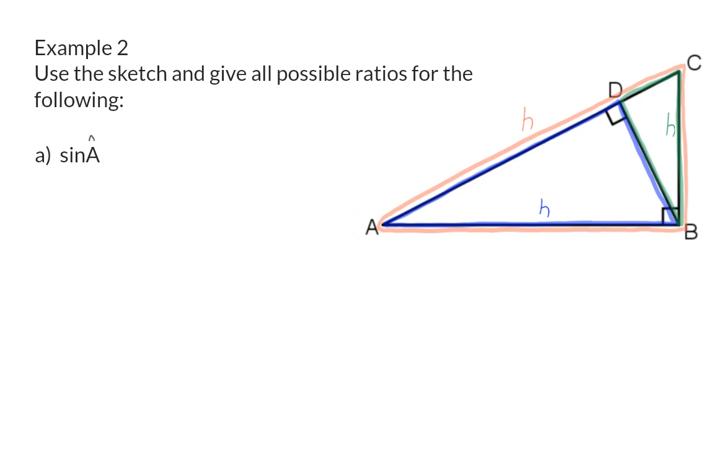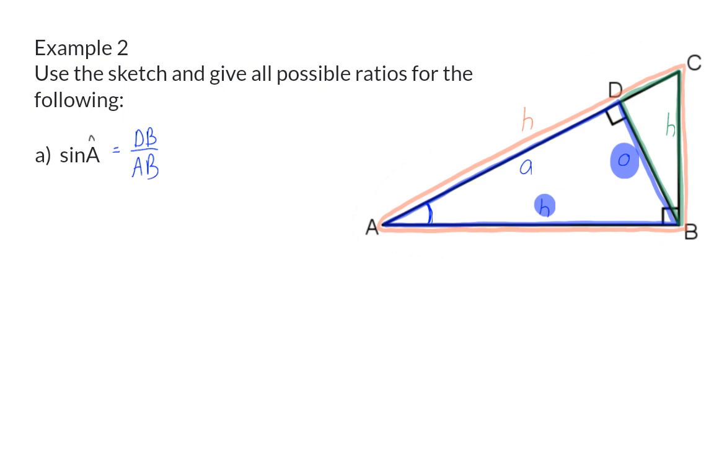For the first question, we need to determine the sine ratio from angle A's perspective. So, focusing on angle A, you need to realize that it is part of the blue as well as the orange triangle. Focusing on the blue triangle from angle A, we can then say that the opposite side is side DB and the adjacent side is side AD. Sin is the ratio opposite over hypotenuse, and for the blue triangle, that will be side DB over side AB.